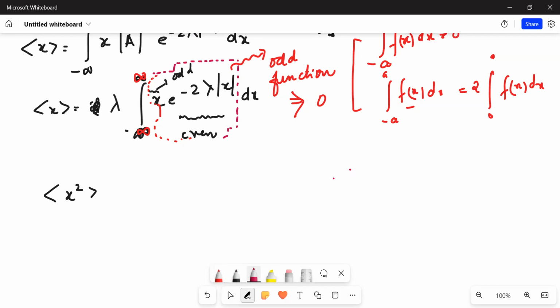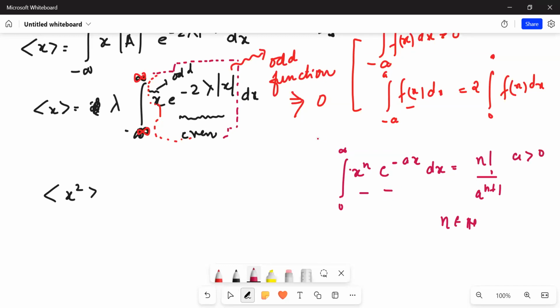So if you want to find, let's say, the integration from 0 to infinity of x to the power n, where n belongs to the naturals, times e to the power minus a x dx, then you can write it as n factorial divided by a raised to the power of n plus 1. This is simply finding the Laplace transform. So if you don't remember this, I have given you this hint.